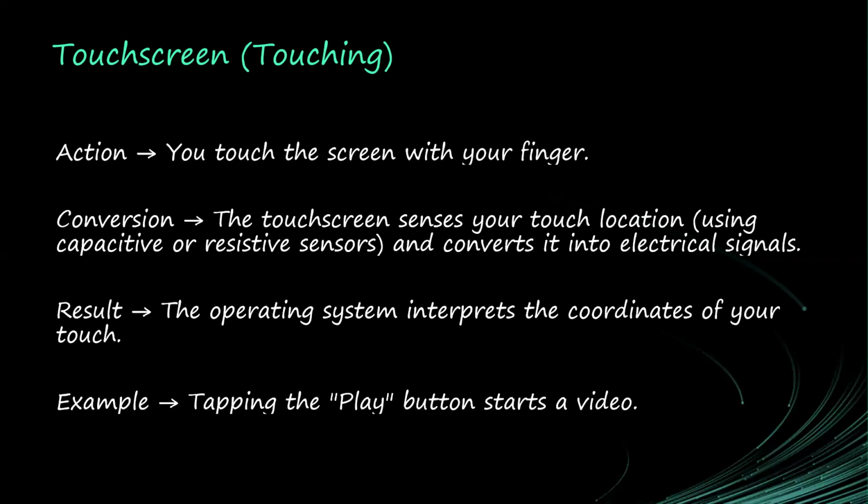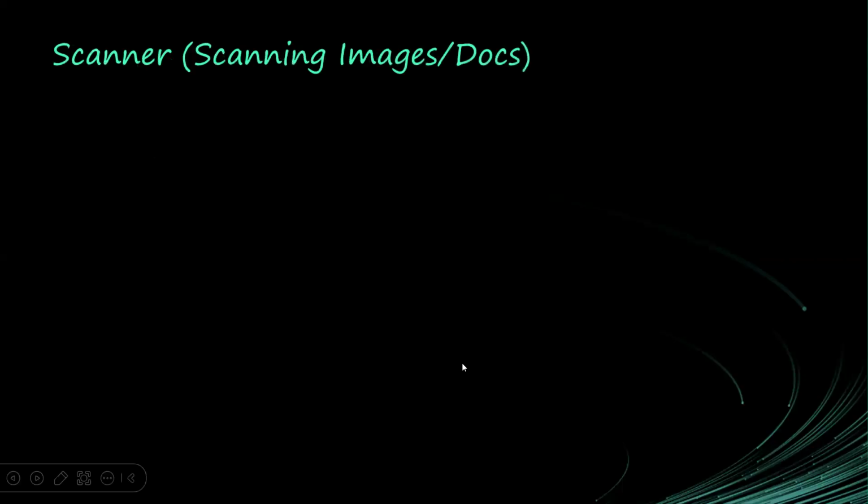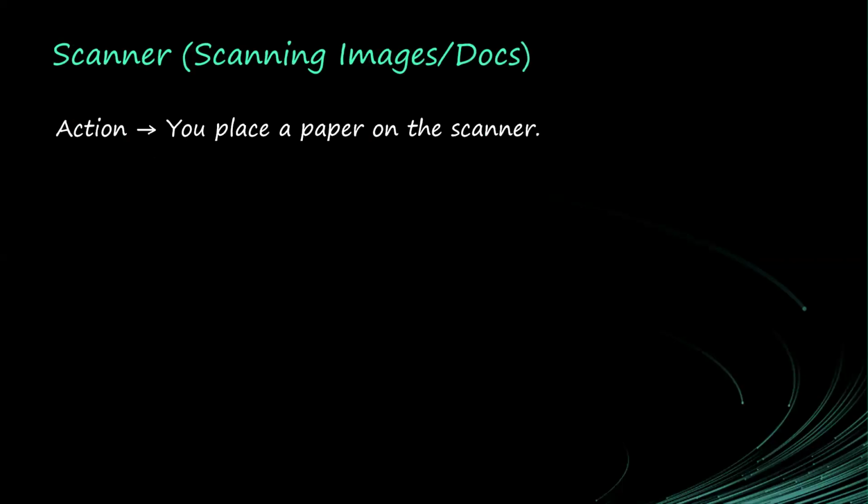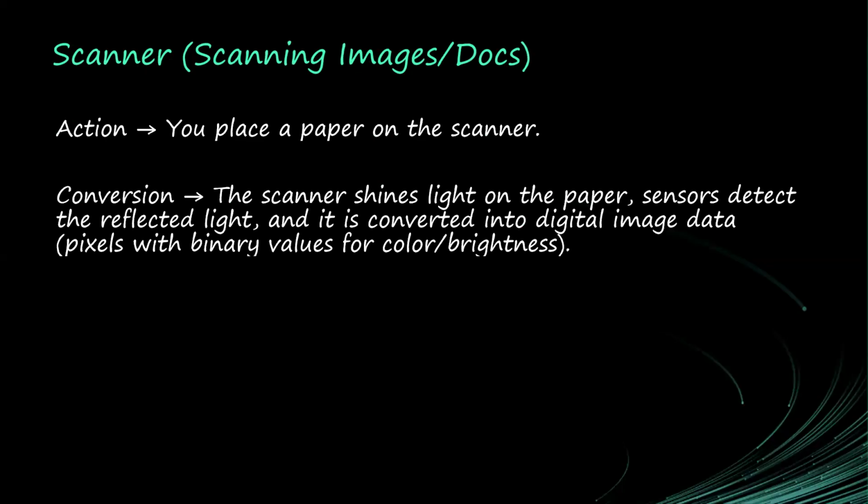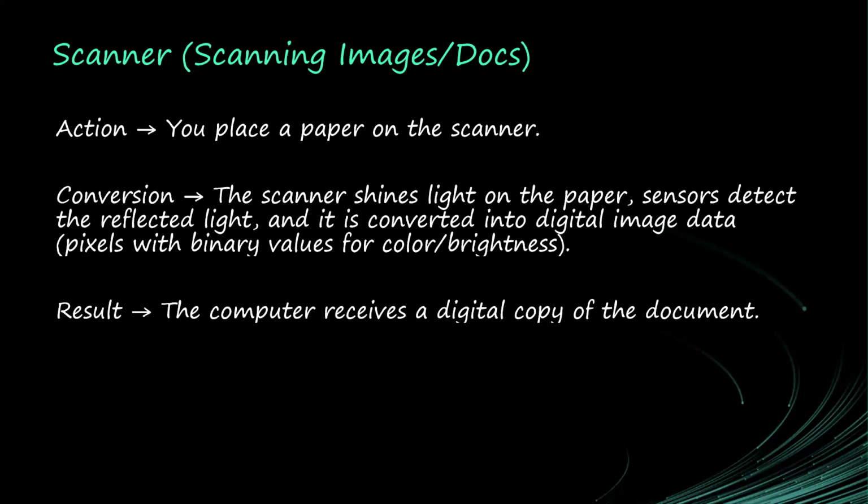So there's a way the computer does all these things, but it is beyond the scope of this class. But now we are making you understand that whatever you do with input devices, they will convert it to the form that the computer would understand. So when you use the scanner, you place a paper on the scanner, it shines light on the paper, sensors detect the reflected light, and it is converted into digital image data. Wonderful. So all of them have conversion, they have to convert it.